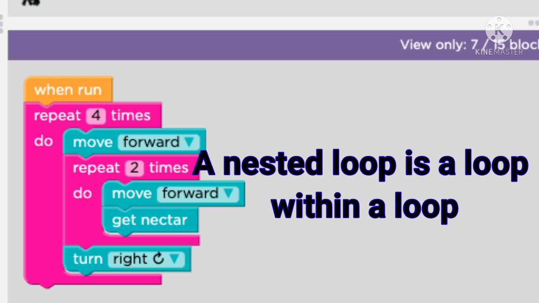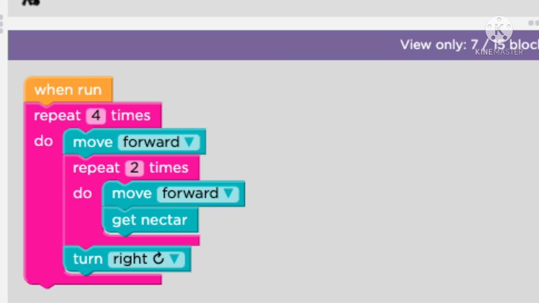A nested loop is a loop within a loop. This is when you have an inner loop within the body of an outer one. So that means that in this set of puzzles, you are going to be using a repeat block inside another repeat block. Now listen carefully as you watch an introduction to the lesson before we head over to the code studio.